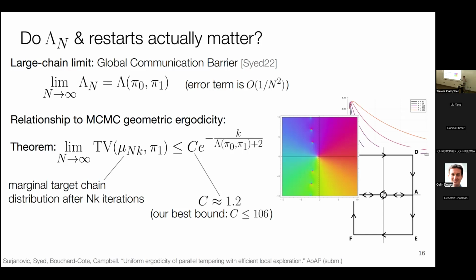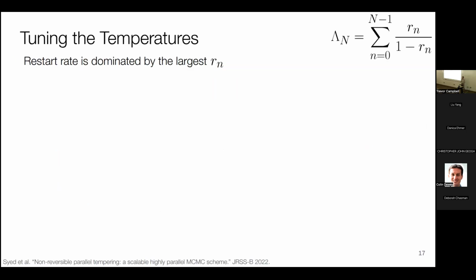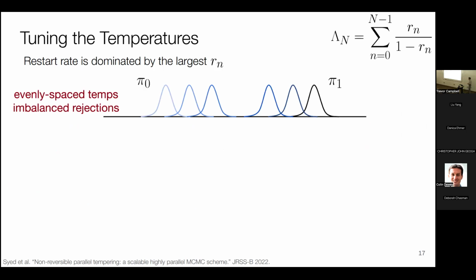Suffice it to say that lambda is the right objective function to minimize. So how do we tune the temperatures and how do we tune the reference distribution by minimizing lambda? Just a reminder, our n-chain global communication barrier, the finite chain version, is up here. The intuition here is that to tune the temperatures, I want to make sure that all of my rejection probabilities are small. I don't want one to be a choke point. And the problem is when you start with evenly spaced temperatures, which leads to imbalanced rejections, there's one big rejection rate where the distributions don't overlap very well. So no swaps are going to make it past that point. You're going to get no restarts. PT's not really helping you at that point.